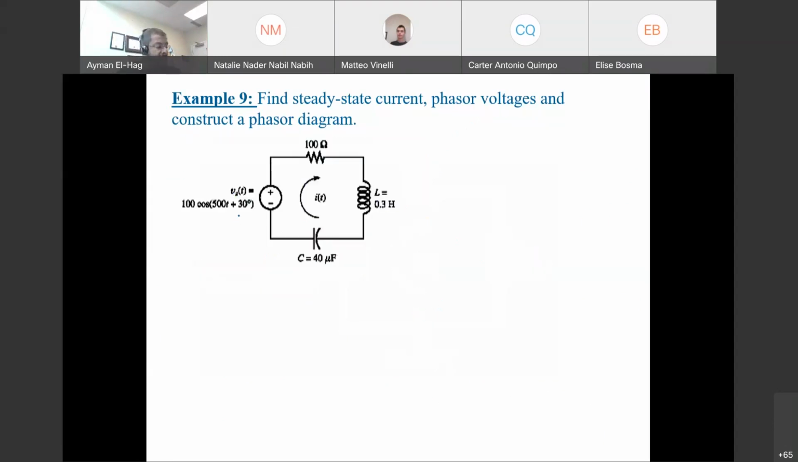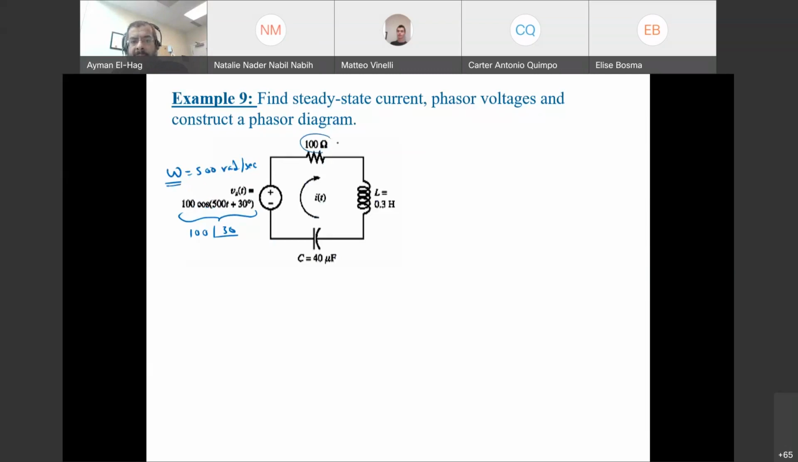Now this circuit, as you can clearly see, is not given in the phasor domain, it's given in the time domain. So we need to change this. How to change this? Very straightforward. The voltage is 100 cosine, so it's not sine. If it's a sine, you subtract 90. So it's a cosine, so it's 100, and the angle is 30. Now we need to extract omega. From this, your omega is equal to 500 radian per second.